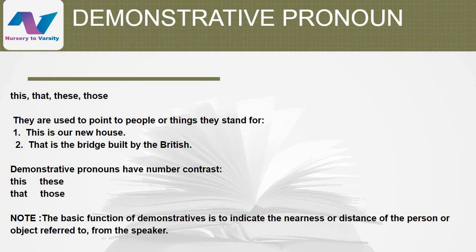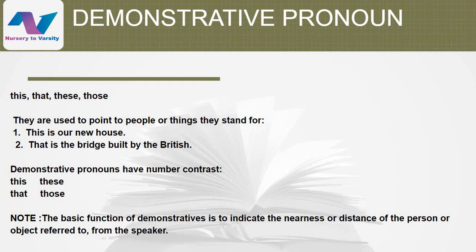Moving on. That is demonstrative pronoun. Demonstrative pronoun is all about pointing to people or things they stand for. So here we have 4 pronouns: this, that, these, and those. Before moving on to the examples, I would like to make you notice that here we have number contrast. For singular, we'll use this and that, whereas for plural, these and those.